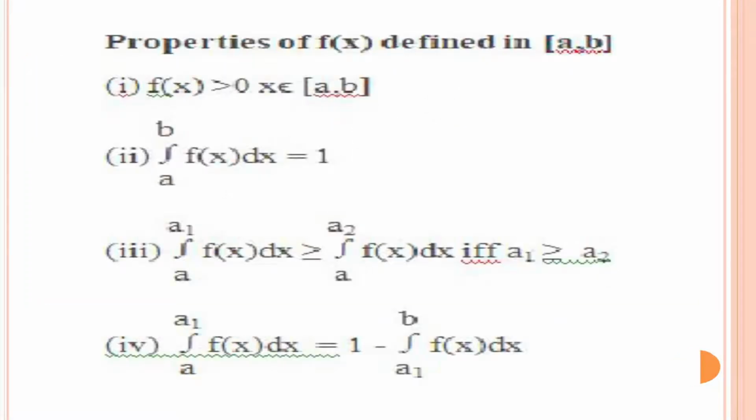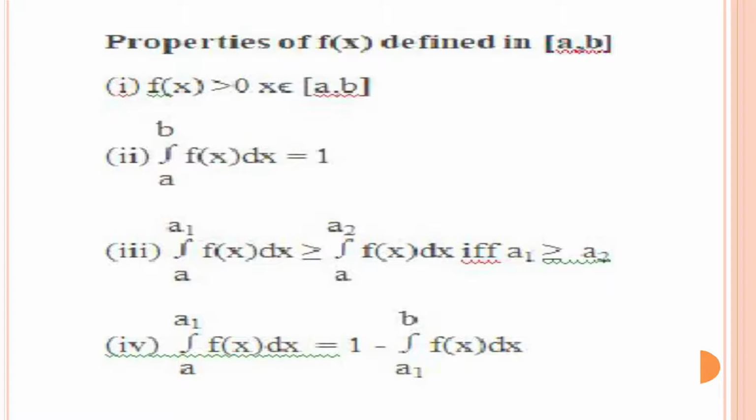Let us see some of the properties of PDF. Let us take the probability distribution function defined in a range a to b. First, the probability is positive, that is f of x is greater than 0 where x belongs to a to b. The second property: the summation of f of x over a to b is 1, that is, the integration over a to b of f of x dx is equal to 1.